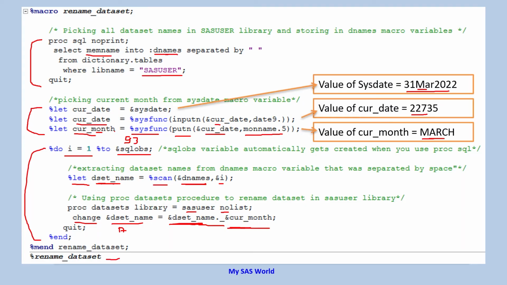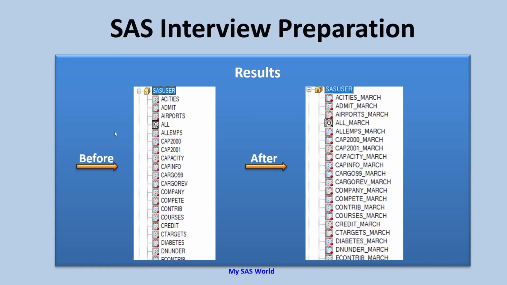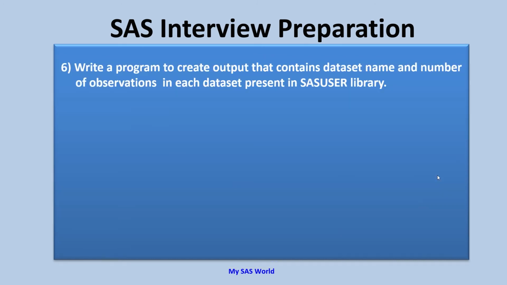Okay, let's move on to the output of this program. Before running this program, these were the datasets. I know these are not all the datasets here, just a few datasets in a screenshot I have taken. After running this program, you can see that now the month name is attached at the end of each dataset. So I think it's clear to you guys. Let's move on to the next question.